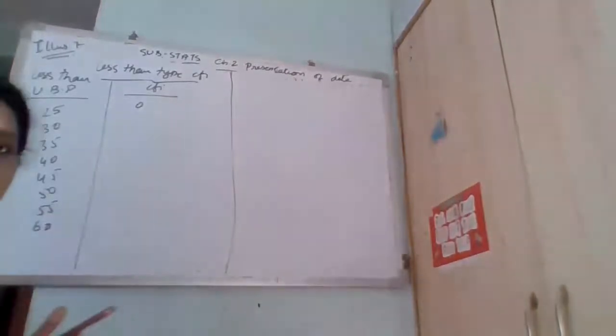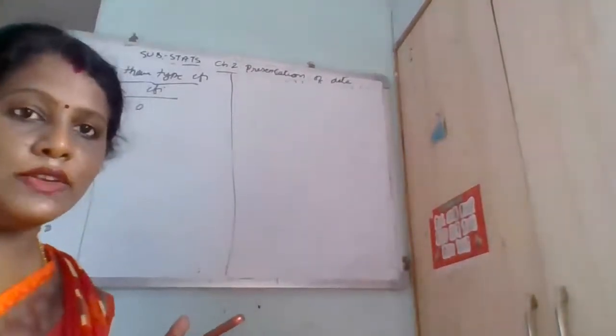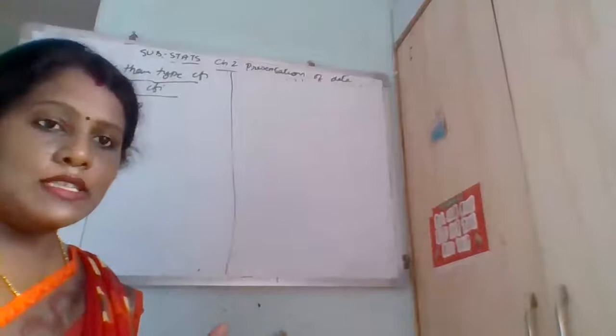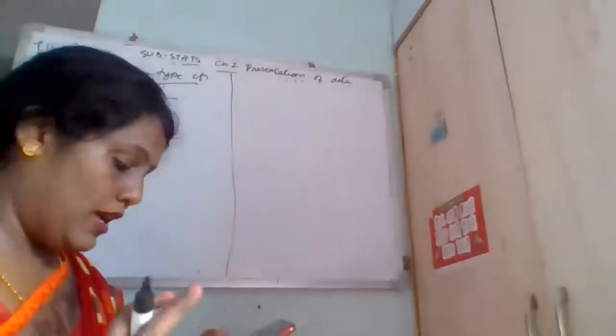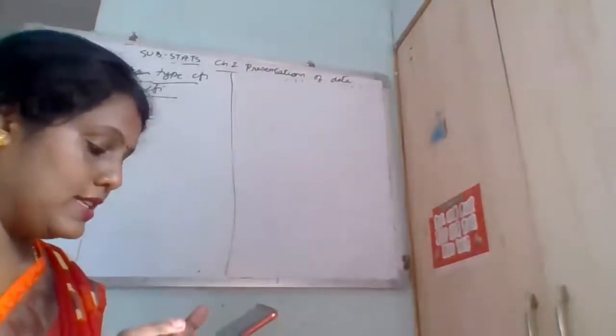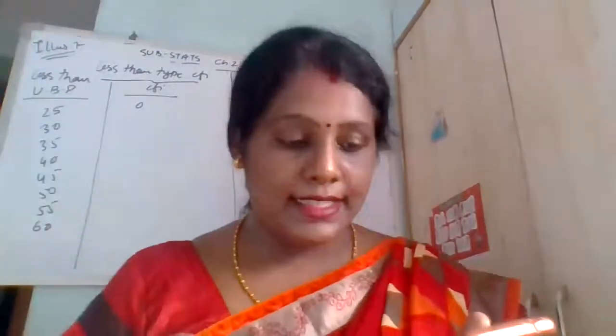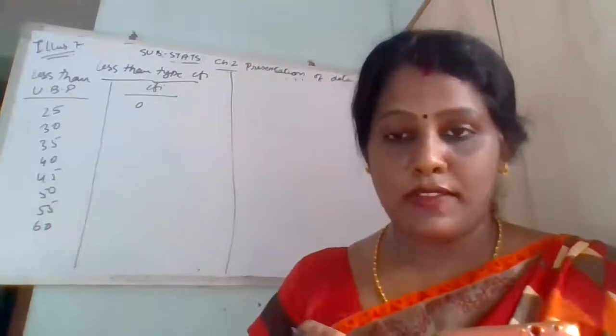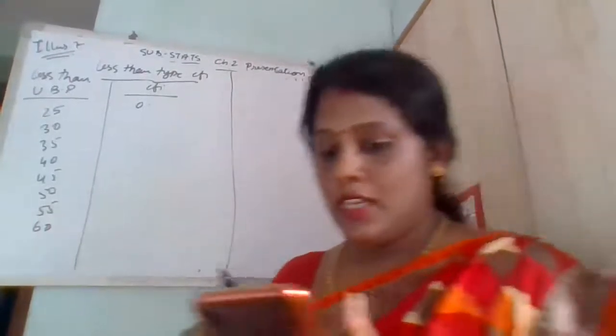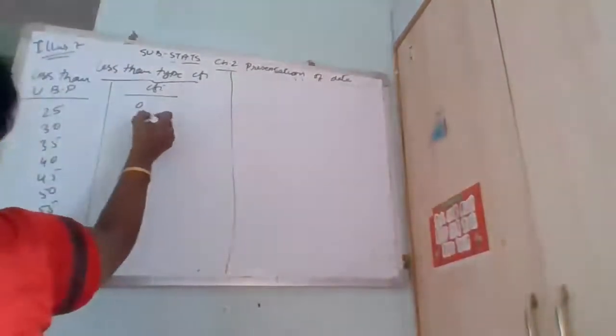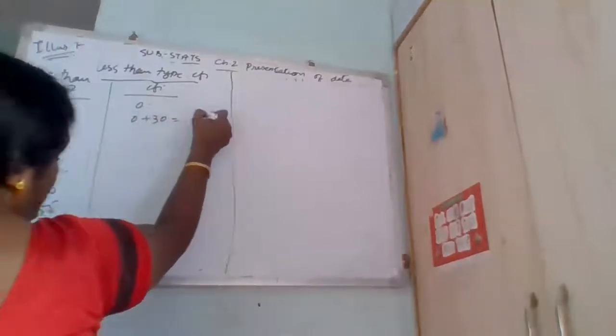You have to write over there 0. Less than 25, we don't have classes, so we have to write the frequency as 0. And less than 30, what is the frequency less than 30? Frequency is also 30, right? 0 plus 30, 30.